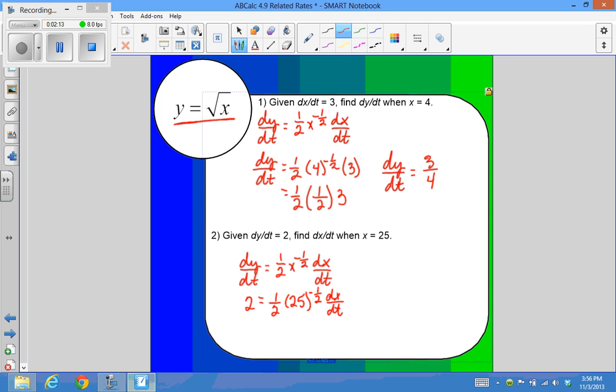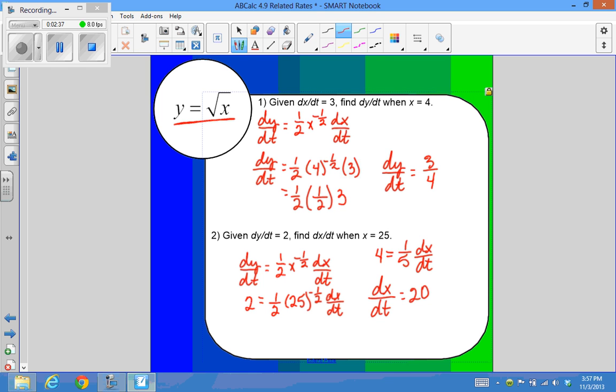Okay, so I can multiply that times 2 real quickly there and get 4. That'll get rid of the 1/2 on the right-hand side. 25 to the negative 1/2 is 1/5 dx/dt. And multiply both sides by 5, and again, very simply, I get dx/dt is 20.